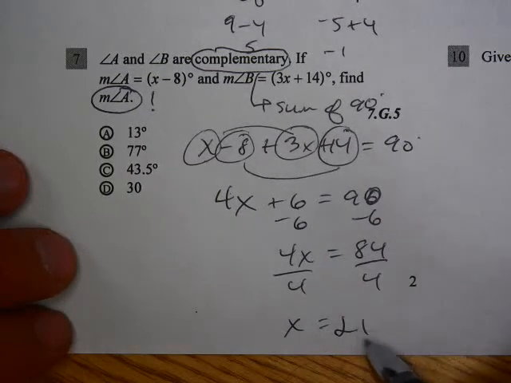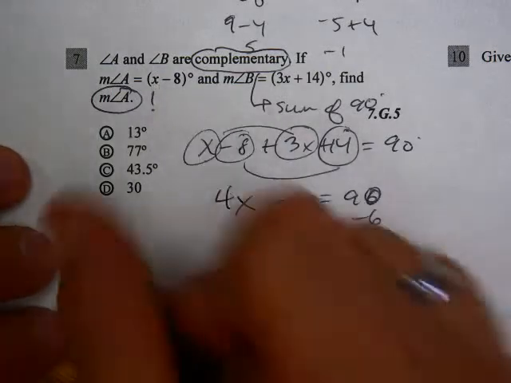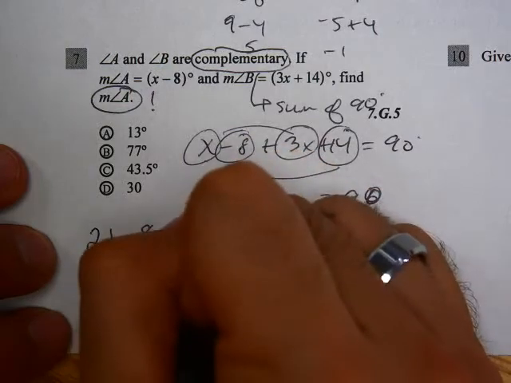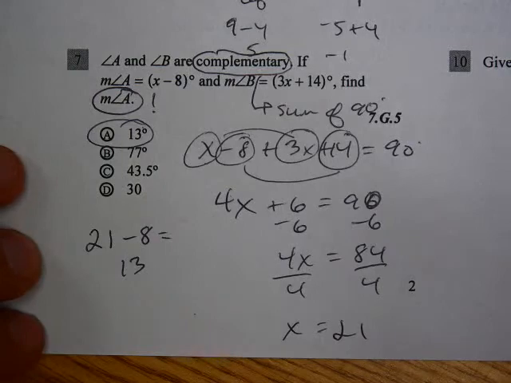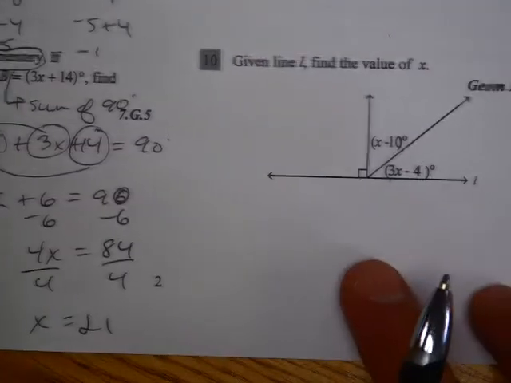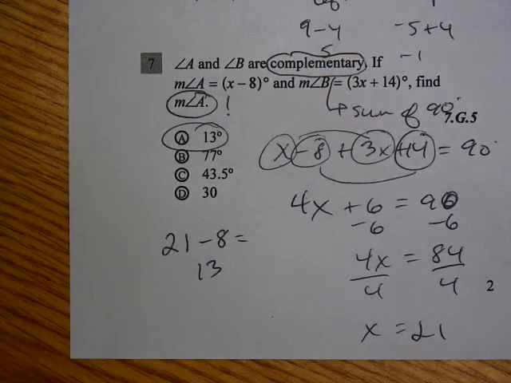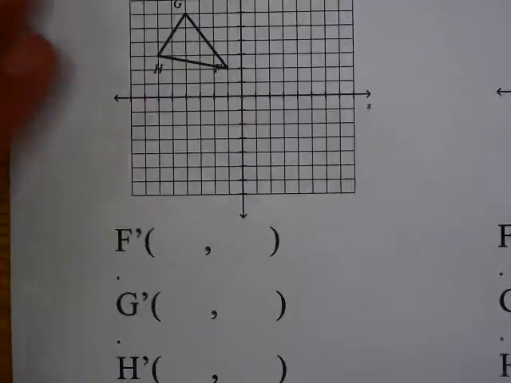So I take this 21, I go to angle A, I plug it into this x, so that becomes 21 minus 8. Subtract 8, I get 13. There's my answer A. There's my number 7. Now number 10 doesn't look exactly the same, but it is a very similar concept. So that number 7, that work should help you on number 10. Now the other two I'm going over in this problem, numbers 11 and 12.